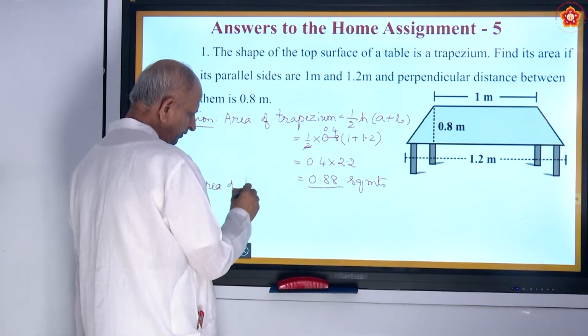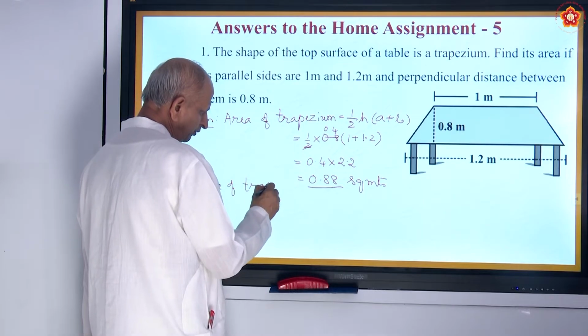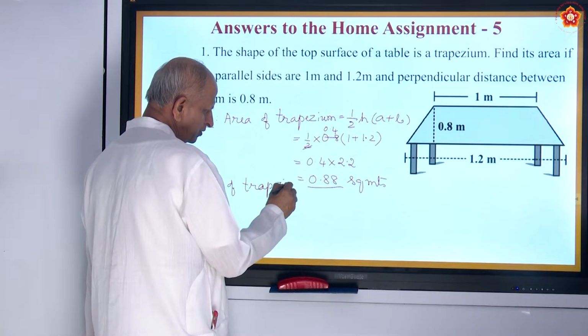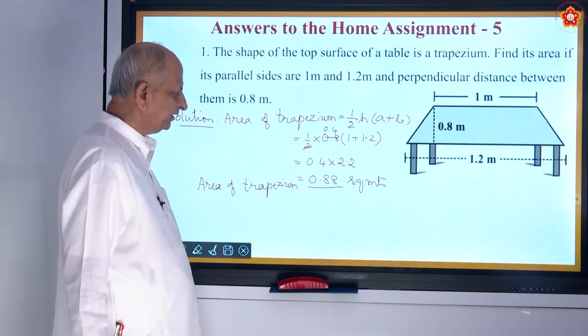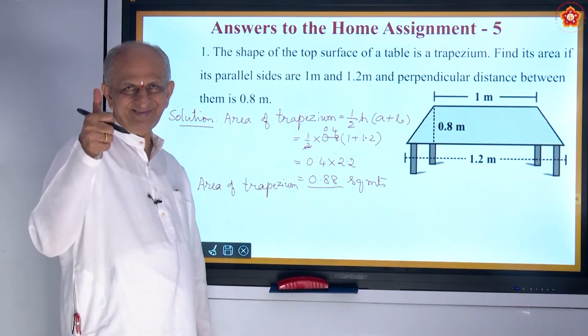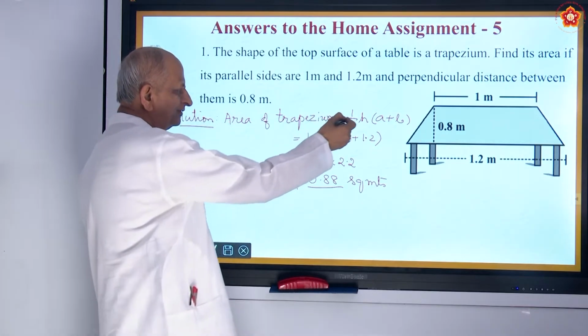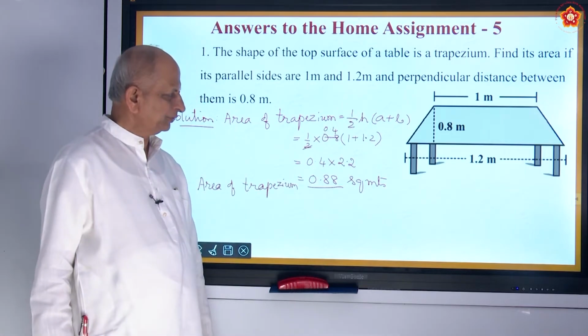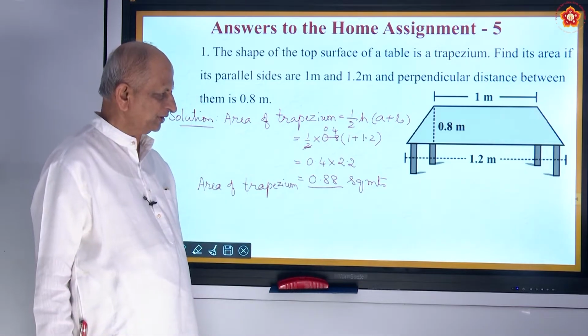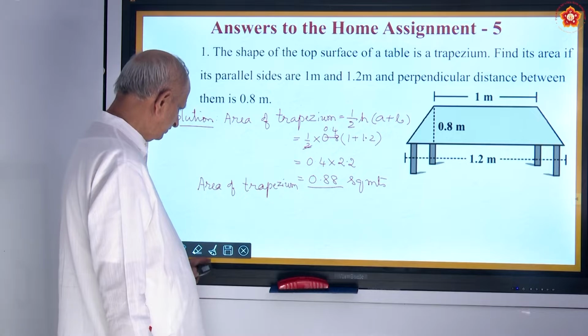Area of trapezium is equal to 0.88 square meters. You got it? Direct question, is it not? So that is the answer for the first question. Coming to second question, noted?